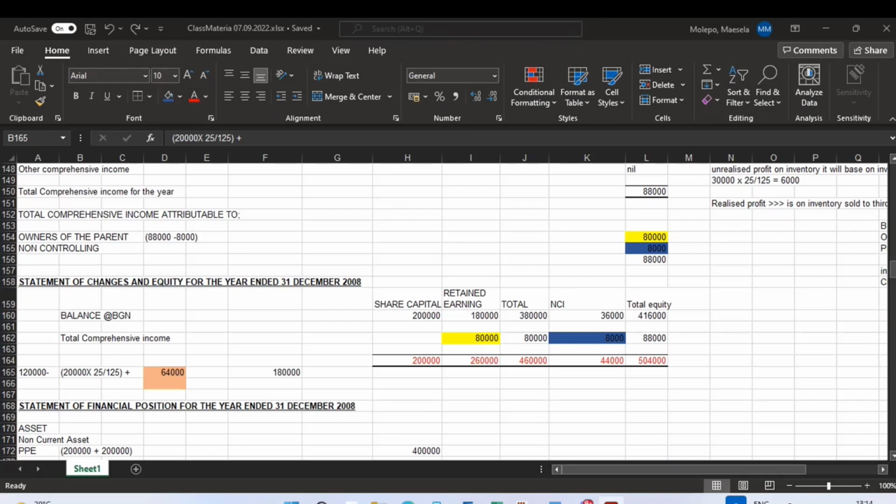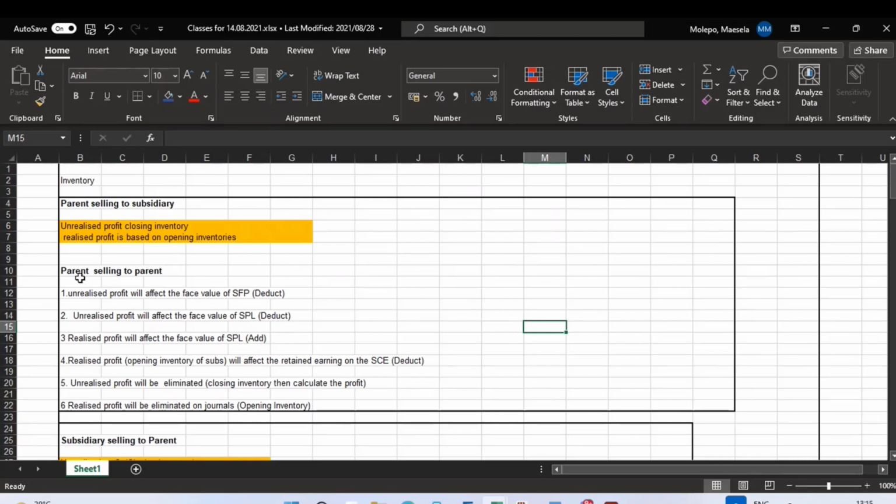Okay, the opening inventory, parent, where they said the inventory on B Limited's financial records amounts to 20,000 on 1 January. So that opening inventory, now we're going to deduct its profit here. So here we are taking out the profit of the opening inventory because now the inventory has been sold. So we're dealing with parent selling to subsidiary, okay?